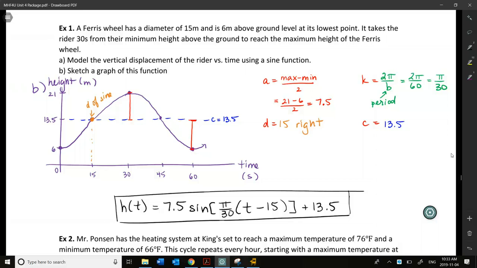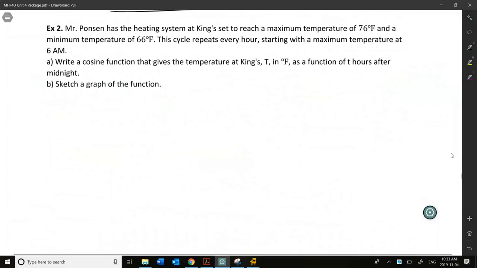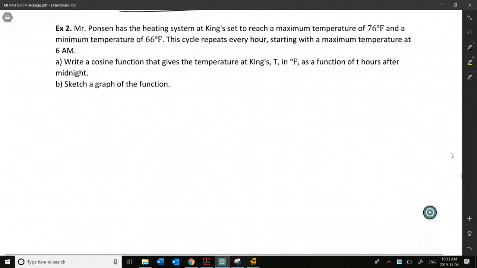Okay, let's try another one. Mr. Ponson has the heating system at King's set to reach a maximum temperature of 76 degrees Fahrenheit and a minimum temperature of 66 degrees Fahrenheit. This cycle repeats every hour, starting with a maximum temperature at 6 a.m. Write a cosine function that gives the temperature at King's as a capital T in Fahrenheit as a function of t hours after midnight. Sketch a graph of the function. I don't understand that. Well, let's unpack it all.